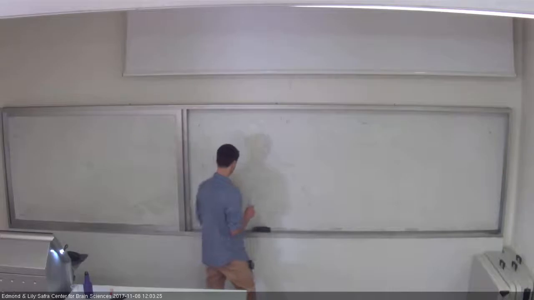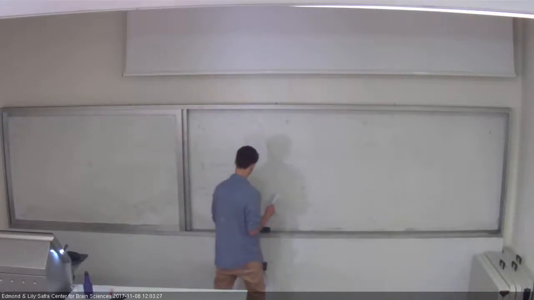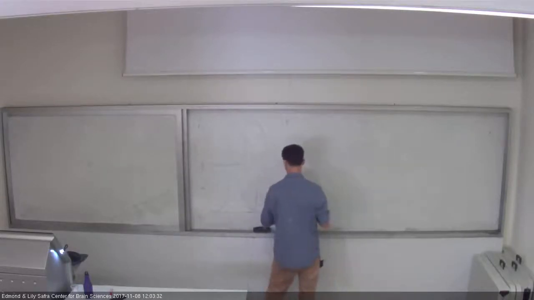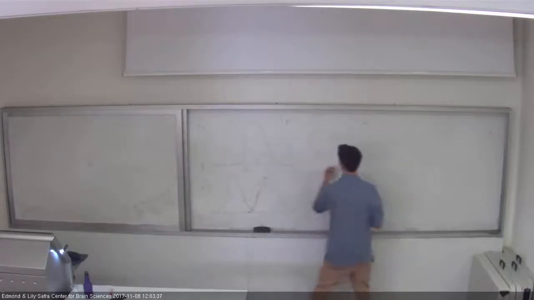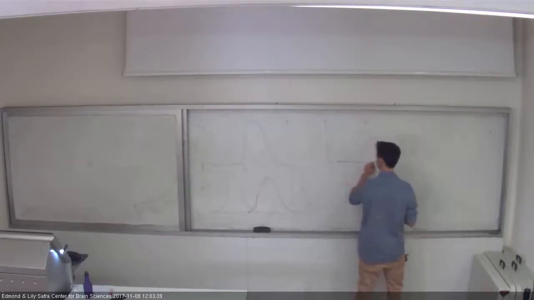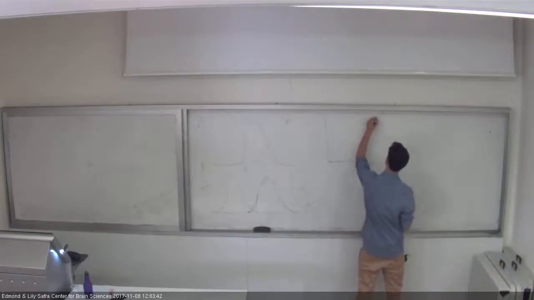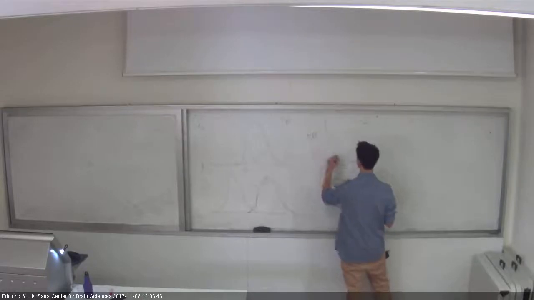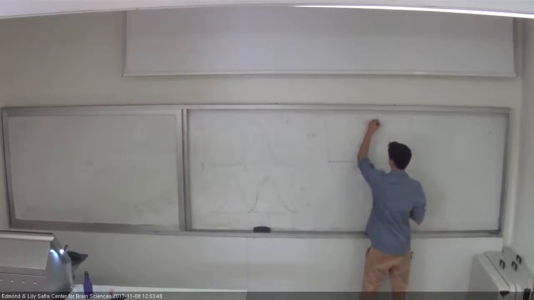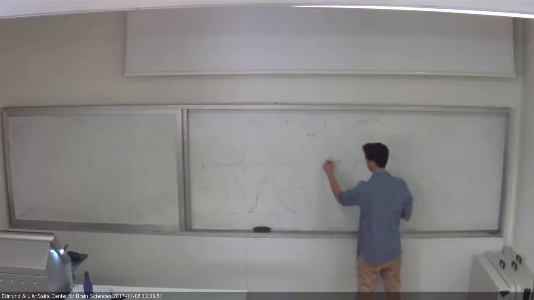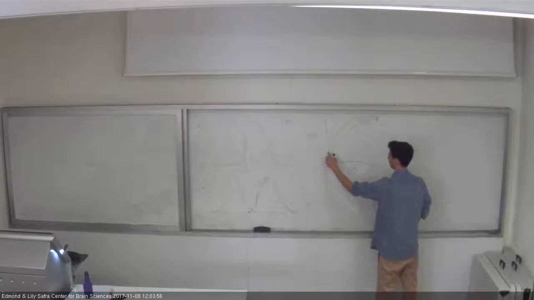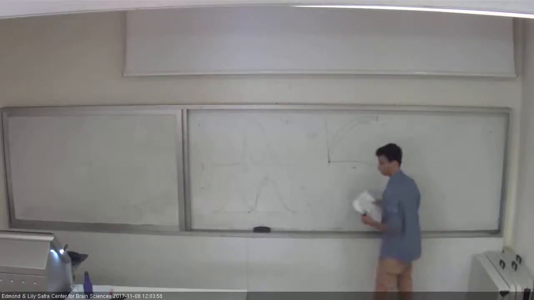So now, for example, we have this distribution and this distribution. Our ROC curve will change, where this is alpha and this is 1 minus beta. It will change from this to this one. Okay?